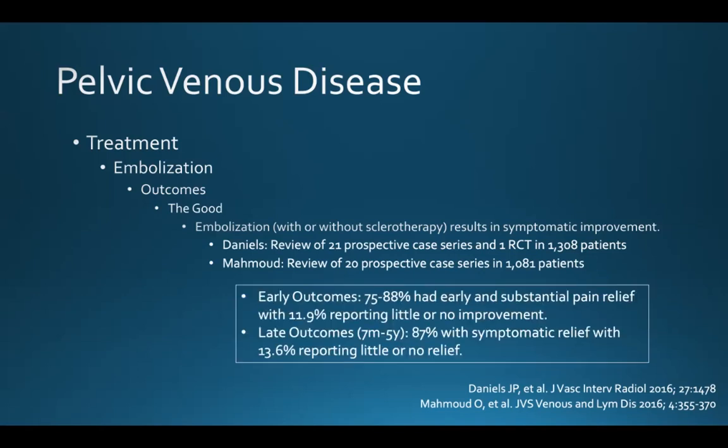And what these showed in terms of early outcomes was that 75 to 88% of patients had early and substantial pain relief, with about 12% reporting little or no improvement. And in terms of late outcomes, meaning after 6 months, 87% had symptomatic relief, with 13.5% reporting little or no relief.